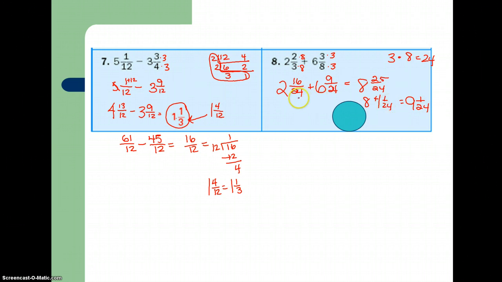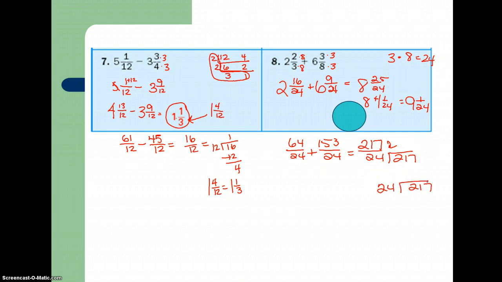The other way is to make it into an improper fraction. So 24 times 2 plus 16 equals 64 over 24. Same thing with the other one. 6 times 24 plus 9 is 153, and we are adding over 24. 64 plus 153 is 217 over 24. Bring down the 217 and divide 24 into 217.